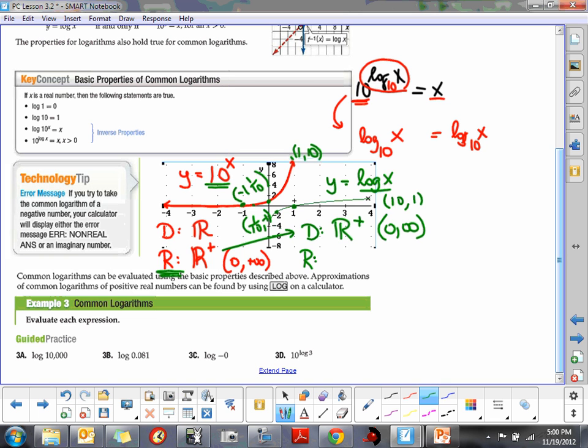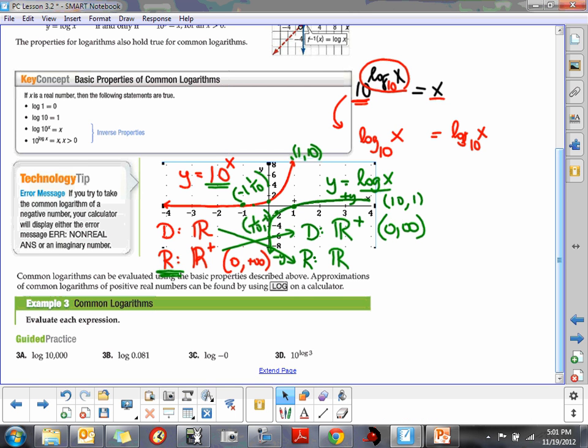And that's what this green graph is emphasizing. All we can put in are positive real numbers. You can't put in 0 and you can't put in negatives. And then the domain gets flipped to the range, and the range can be all real numbers back out. We get both positive values of y and negative values of y. So you've got negative values of y there, positive values of y here.